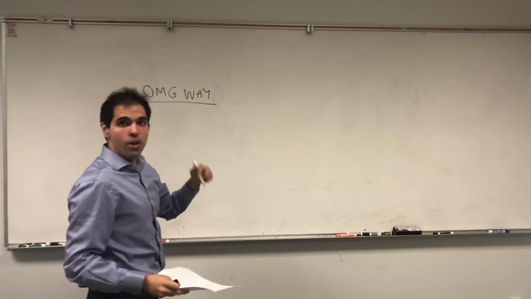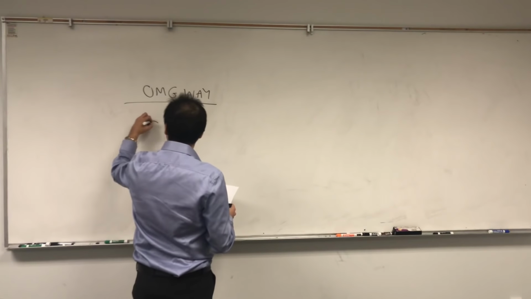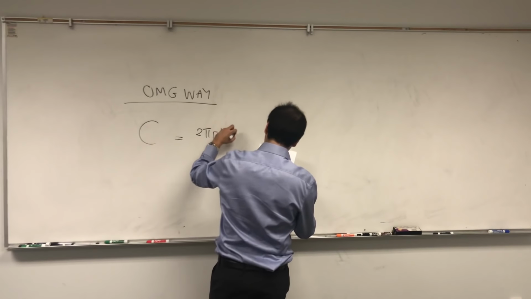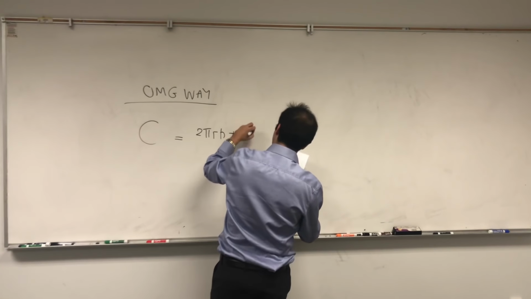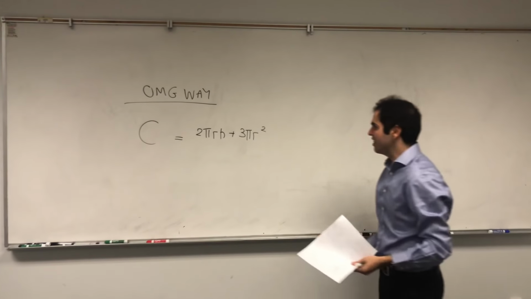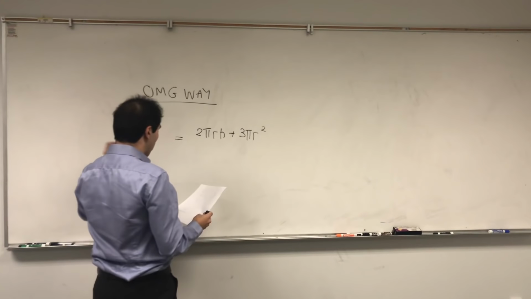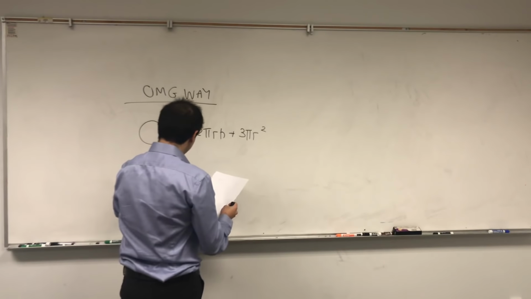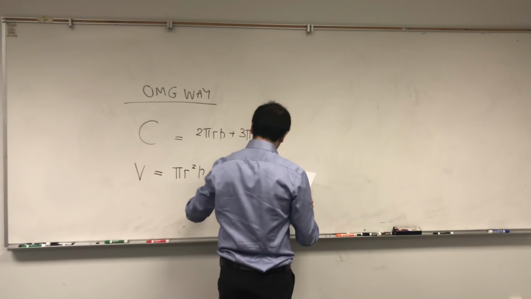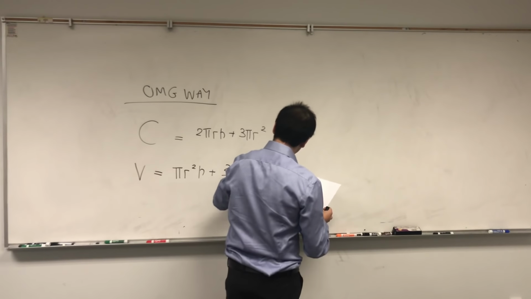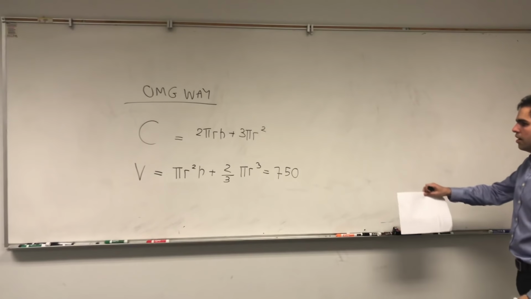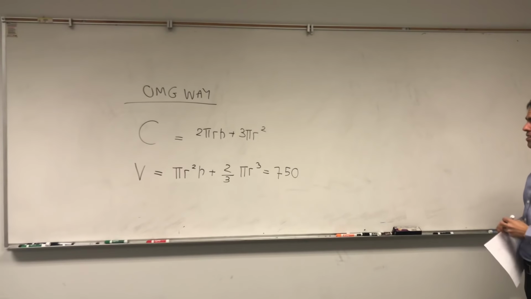Now, remember we had the cost. Let's call it C, which was 2 pi r h plus 3 pi r squared. C, or I guess even F, you could call it like that. On the other hand, we also know that the volume, which is pi r squared h plus 2/3 pi r cubed, is 750.